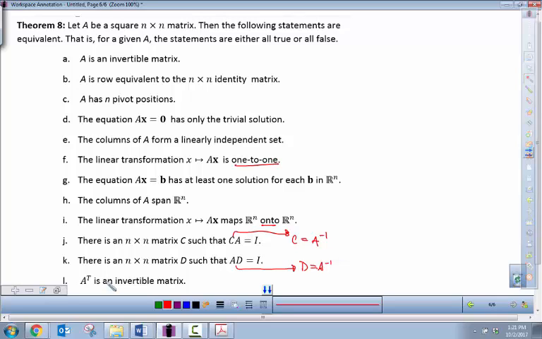And it turns out that if it's invertible, then its transpose is also invertible. And we translate everything from columns to rows, and then all the rows must be independent and all that other stuff.